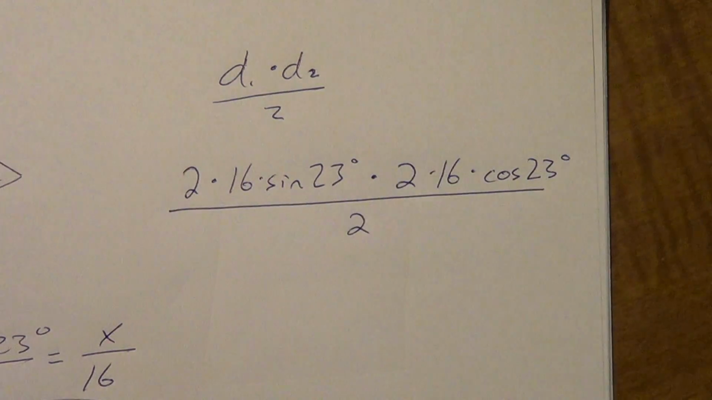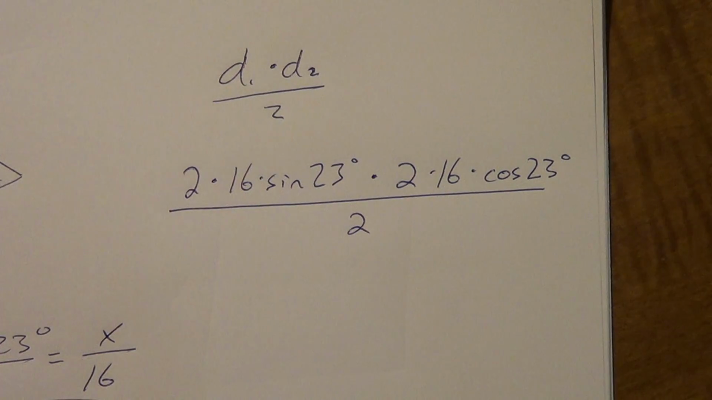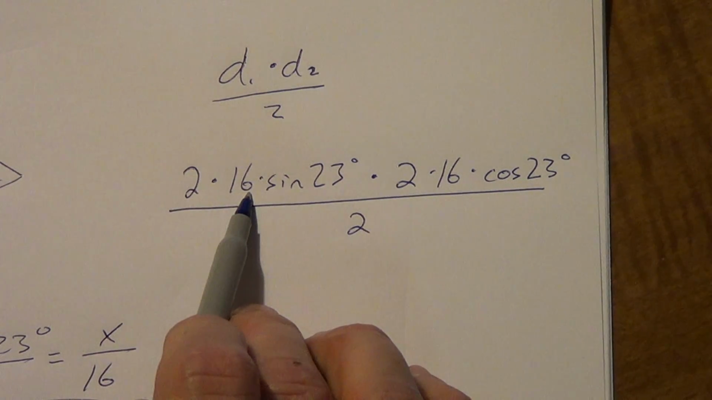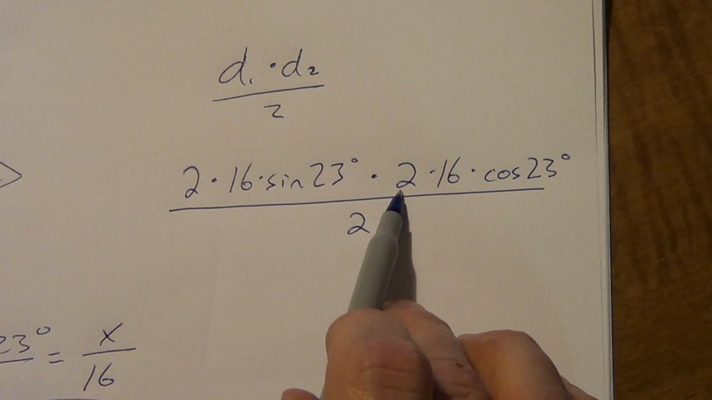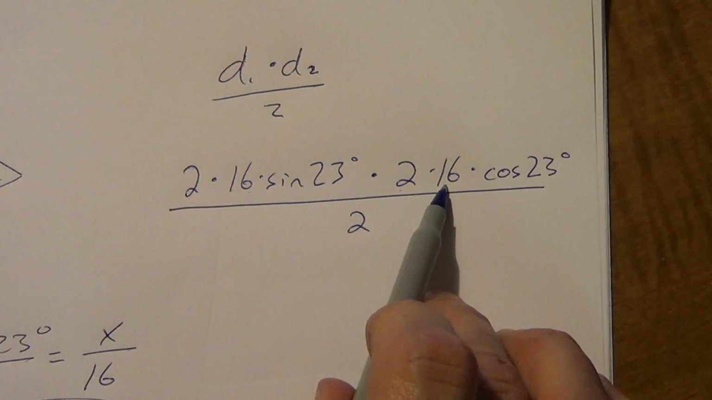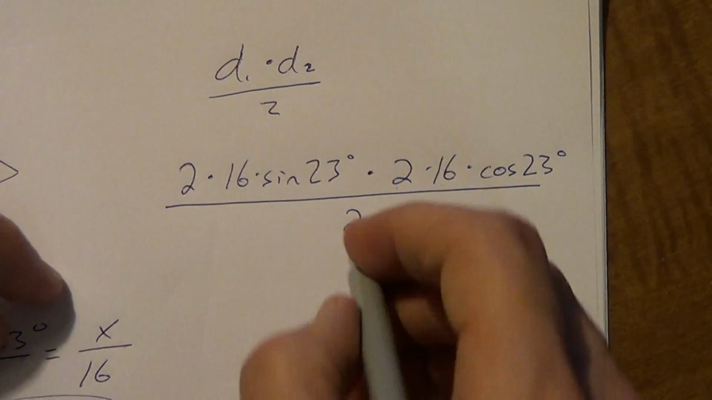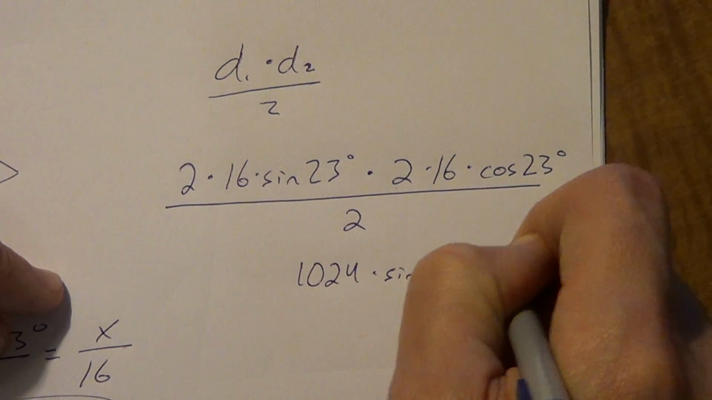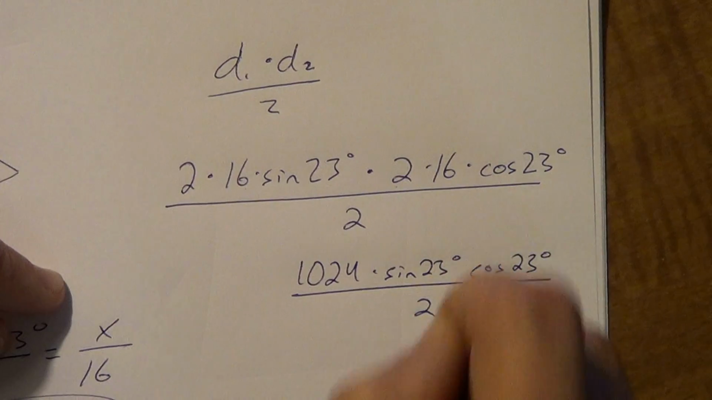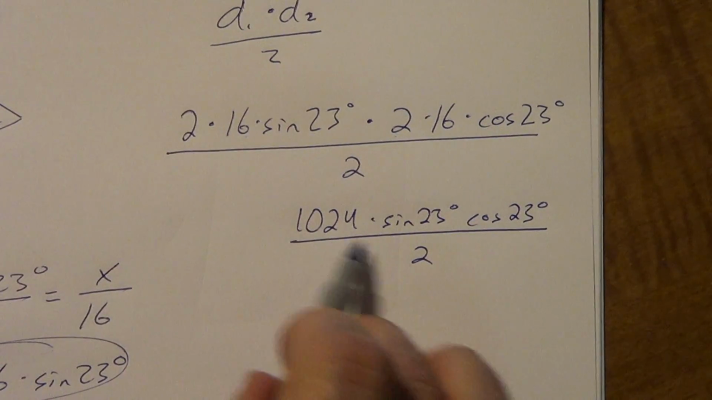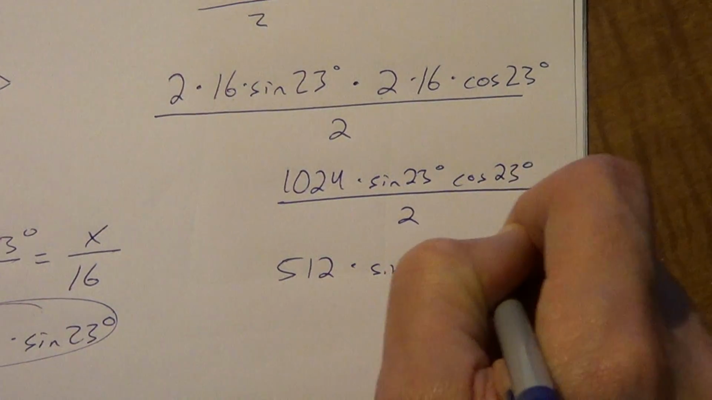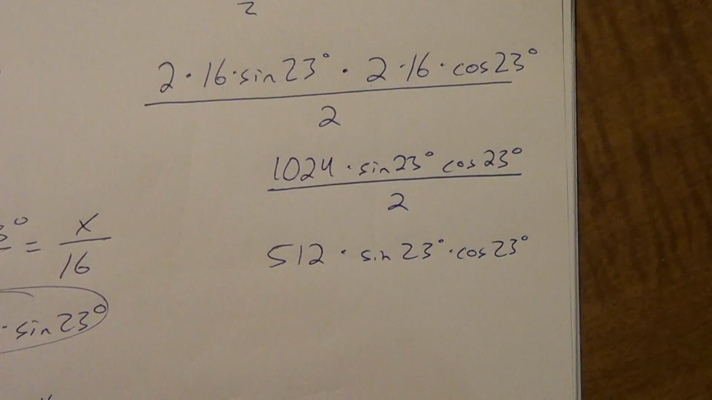Divided by 2. Now you can simplify this a little bit, or you can just type it all into your calculator just like that. But I'll show you a little simplifying if you want to. 2 times 16 is 32. 32 times 2 is 64. 64 times 16 is 1024. So 1024 times the sine of 23 degrees times the cosine of 23 degrees over 2. Well, I can reduce that to 512 times the sine of 23 degrees times the cosine of 23 degrees.